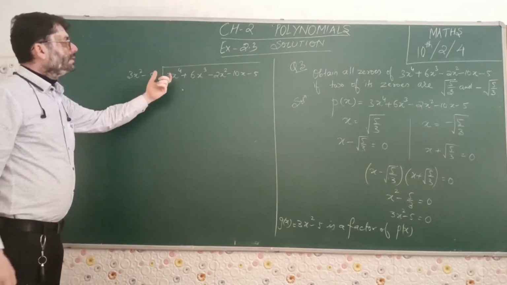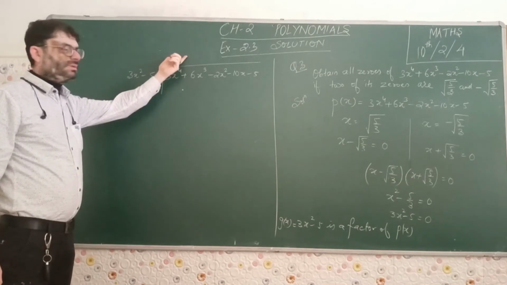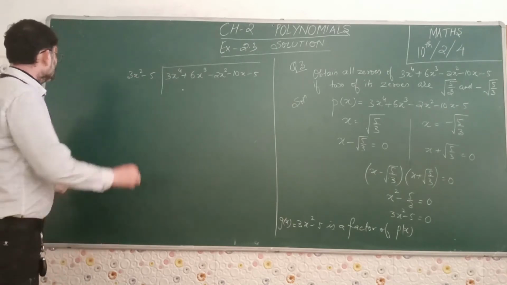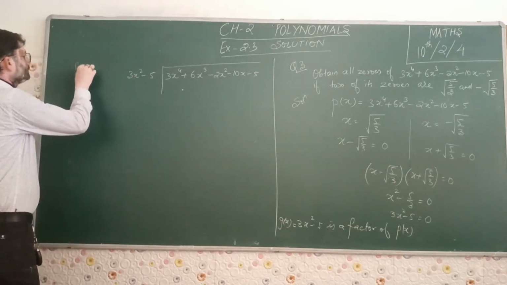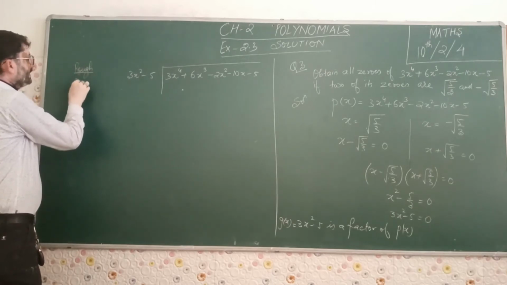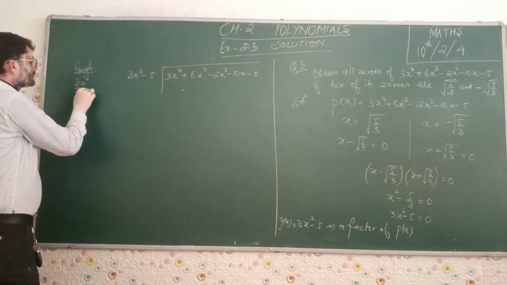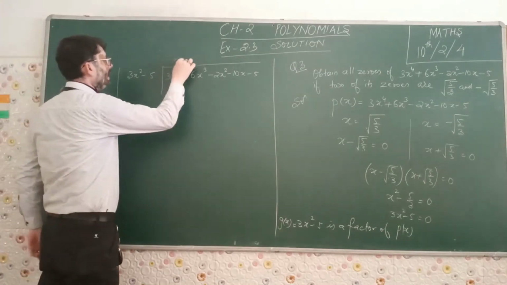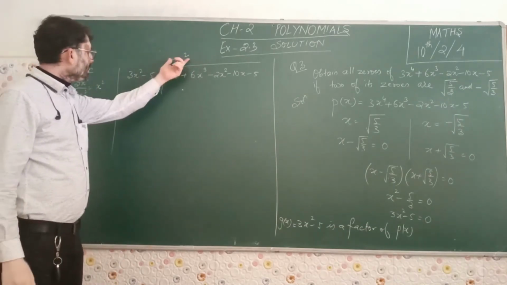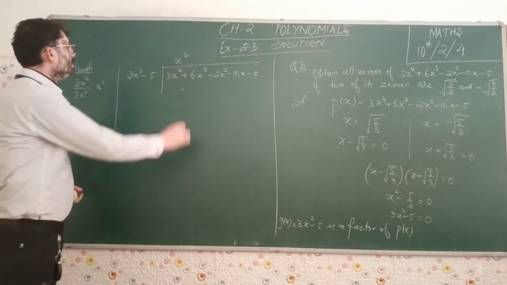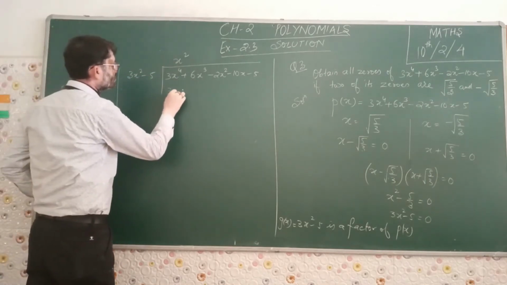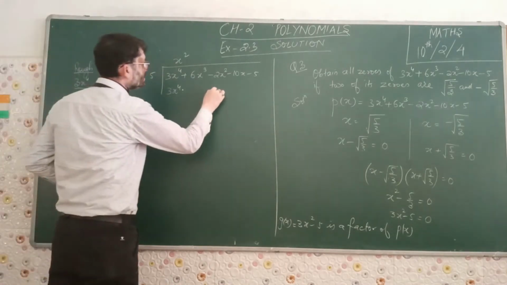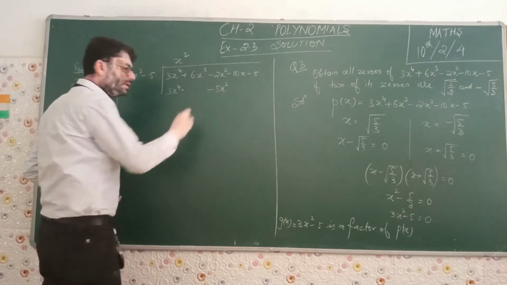In order to obtain the first term of the quotient, we will have to divide the first term of the dividend by the first term of the divisor. So let us do some work out here. Dividing 3x⁴ by 3x², we have x². So our first term of the quotient is x². This x² is to be multiplied with each term of the divisor. So x² into 3x² is 3x⁴, and x² into -5 is -5x². So this will be written here just below the dividend.